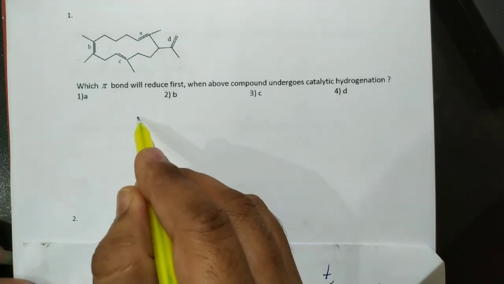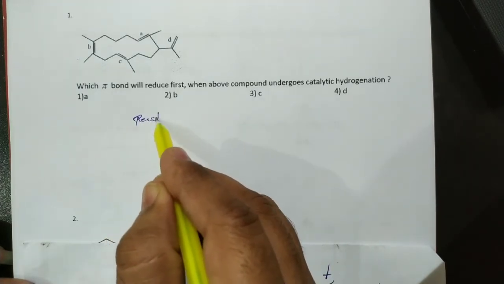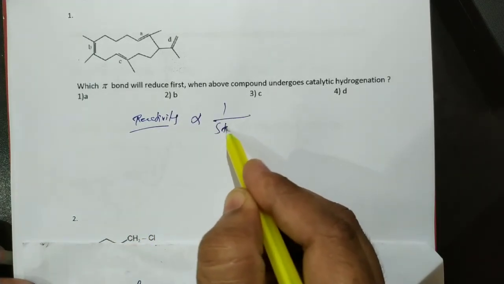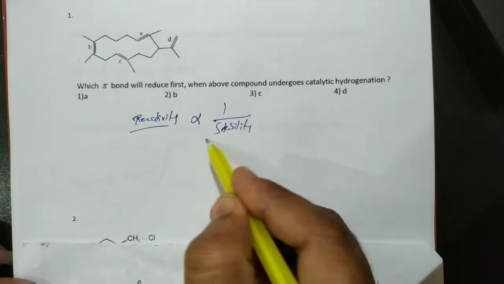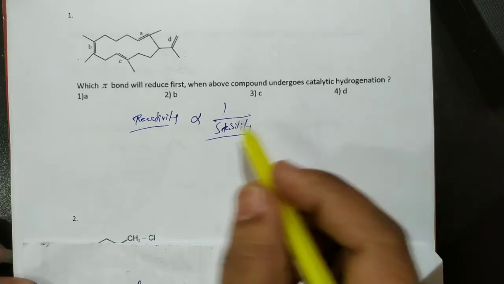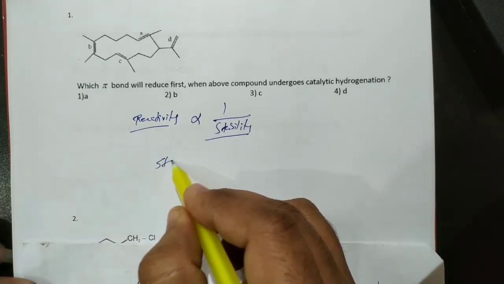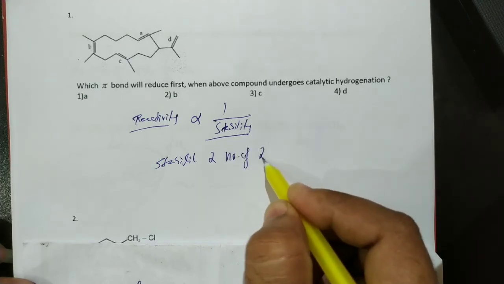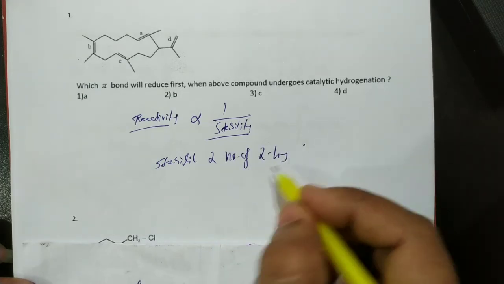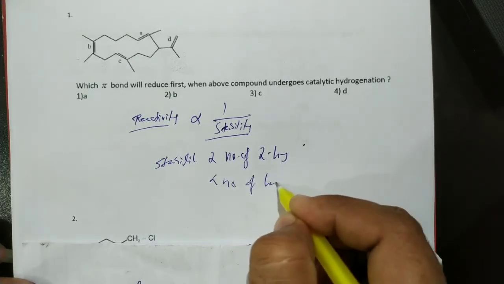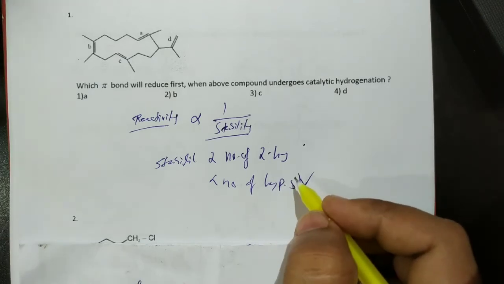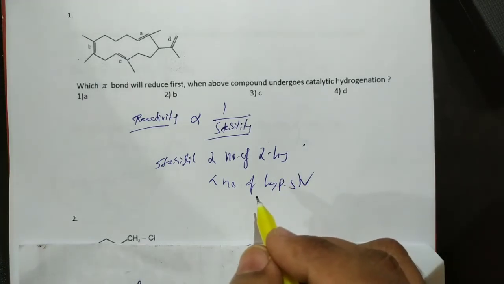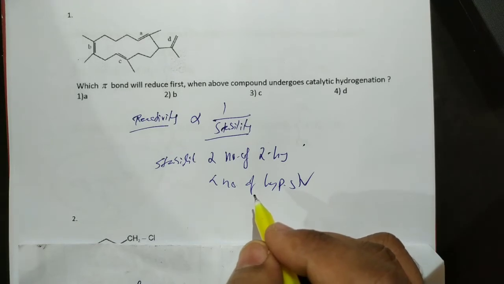Here in hydrogenation, reactivity is inversely proportional to stability. How is the stability of alkenes explained? Generally, the stability of alkenes is directly proportional to the number of alpha hydrogens or the number of hyperconjugative structures. More hyperconjugative structures, more stable. More stable alkene means it is less reactive in hydrogenation reaction.